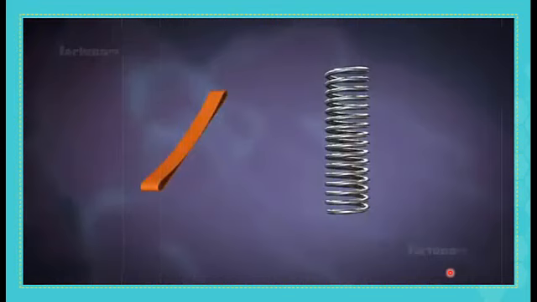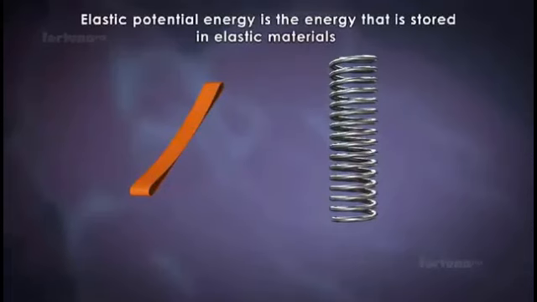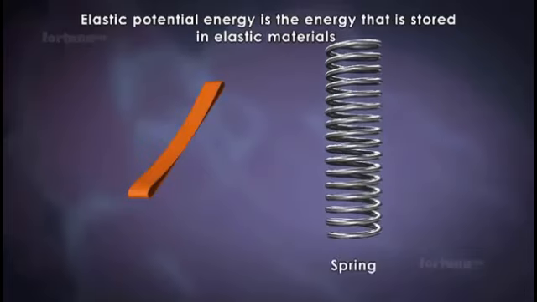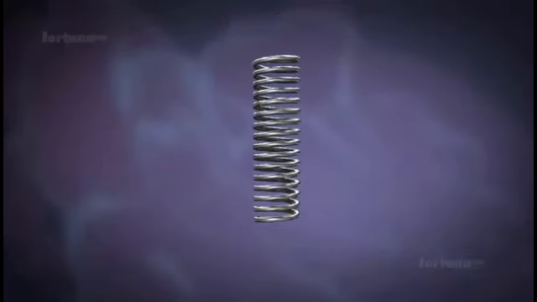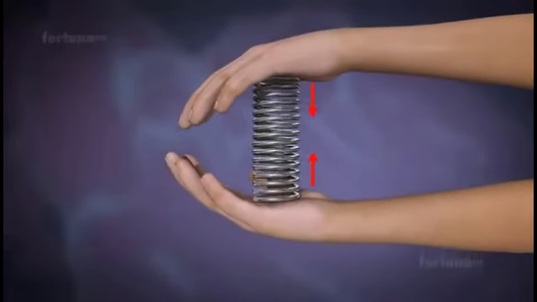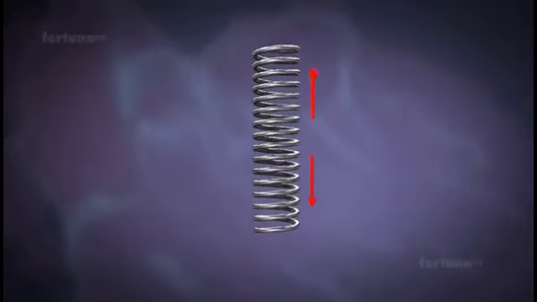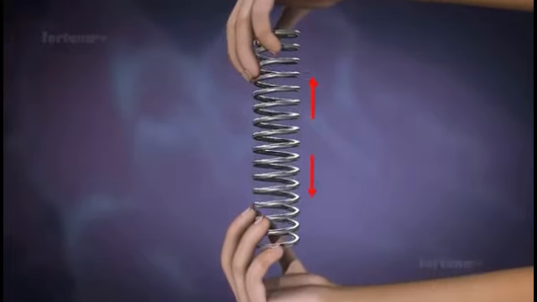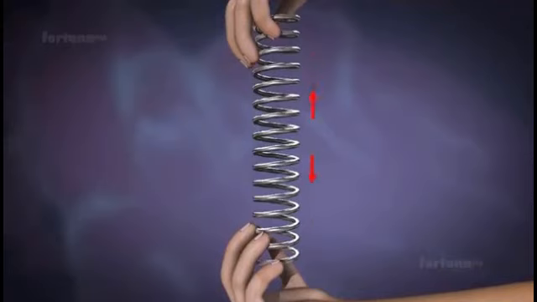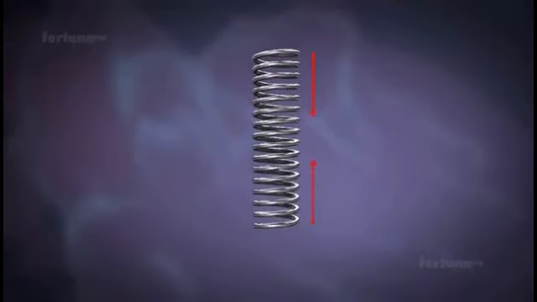Let's watch this video about elastic potential energy. Elastic potential energy is the energy that is stored in elastic materials and objects such as springs and rubber bands. If we compress a spring, the force we apply to it will be stored in the spring as elastic potential energy. Once we move our hand, the stored energy will be released, helping the spring bounce back and return to its original position. We can observe a similar phenomenon when we stretch a spring. The stored elastic potential energy will help it restore its original position once we release it.